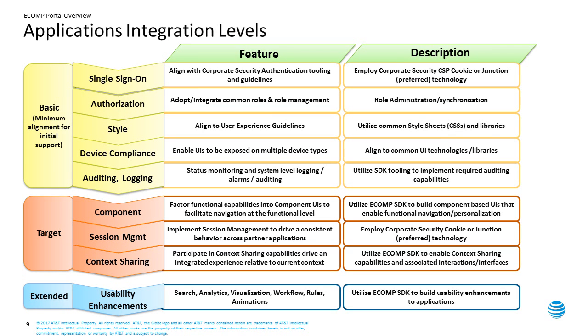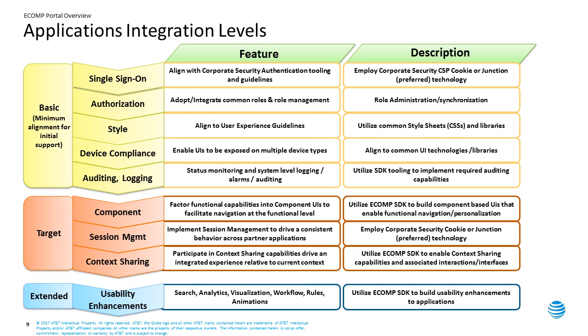Let's look at the different levels of application integration that the ECOMP portal provides. This is the first step for any application that has to be onboarded to the ECOMP portal: to determine what level of integration that application will do. There are three main integration levels: the basic, target, and the extended. Basic integration is the minimum level of integration and alignment that an application has to do to get onboarded onto the ECOMP portal.